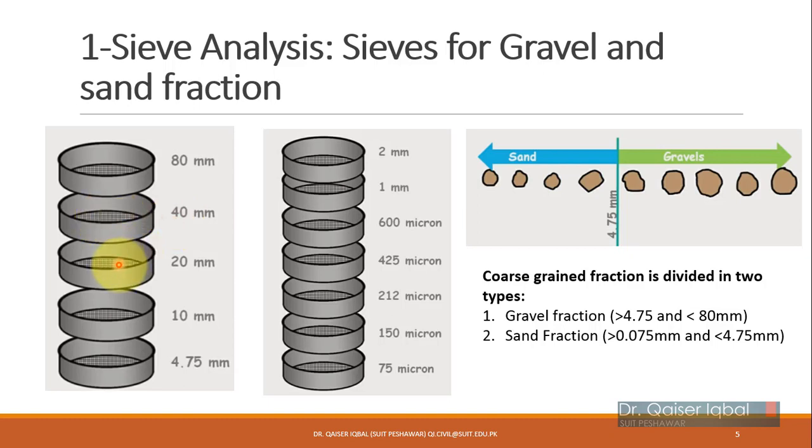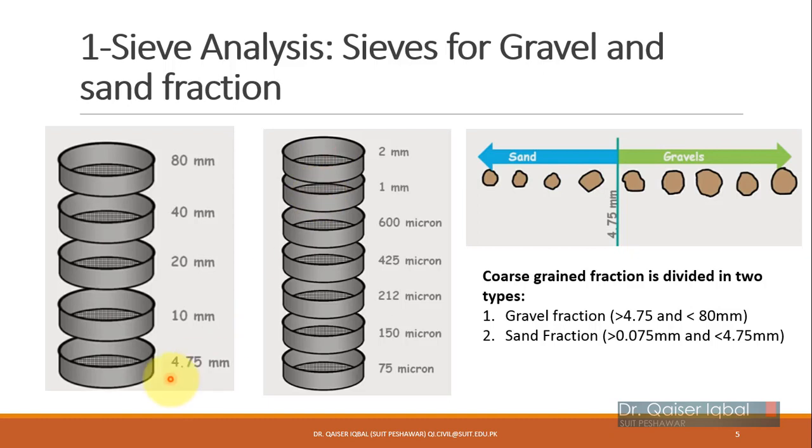Then 20 millimeter sieve, which has an opening size of 20 millimeter, 10 millimeter, and the smallest sieve used for the gravel is 4.75 millimeter, as we know that the gravel size is greater than 4.75. So any material which will pass through this sieve will have size less than 4.75 millimeter, so it will not be gravel. So we'll just collect it and put it in this set.